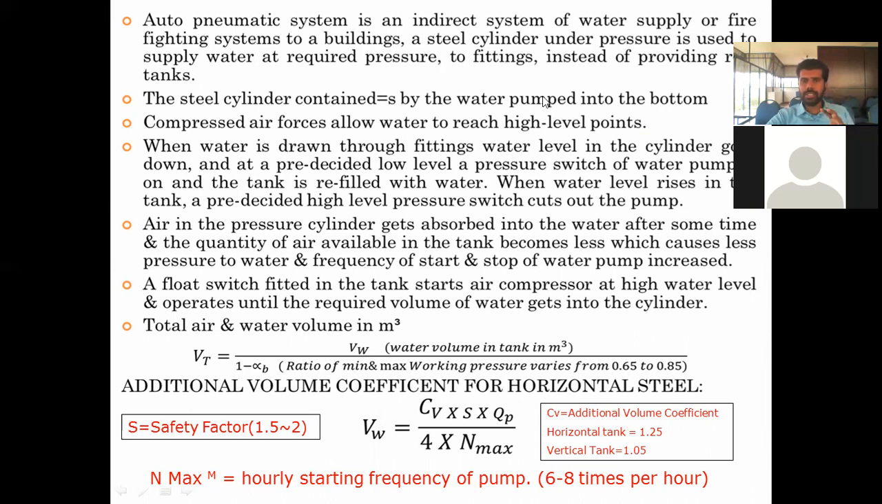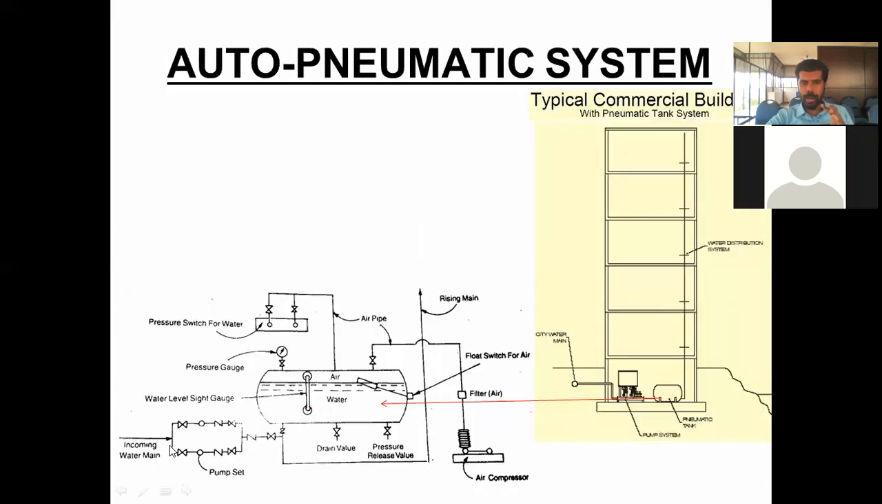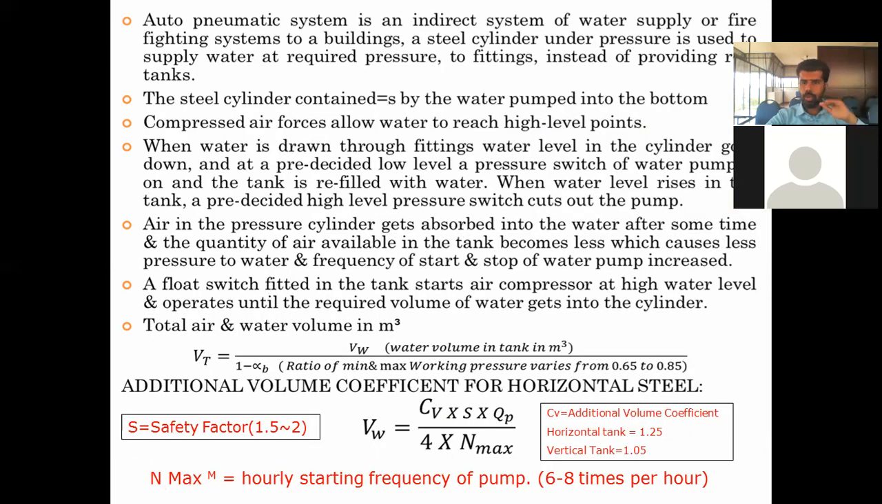A steel cylinder, that's what we have seen here. So mainly we have a steel cylinder and we have a pump, we have a compressor, okay, and a pressure switch to detect whether the air is low or water is low, like that. According to that, it will start and stop. A steel cylinder under pressure is used to supply water at required pressure.